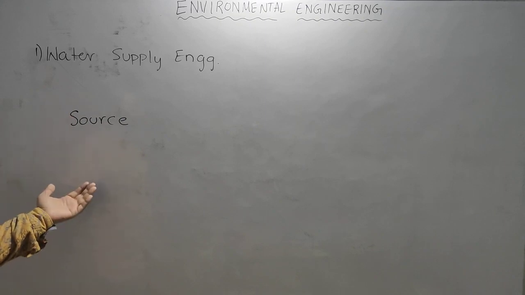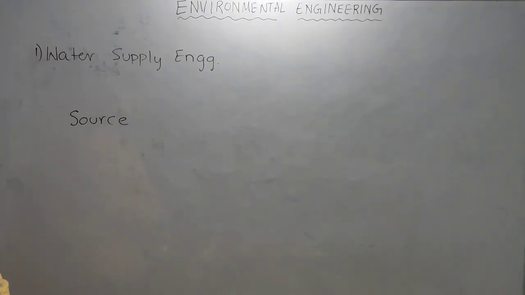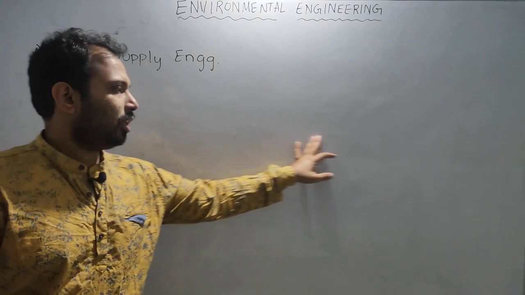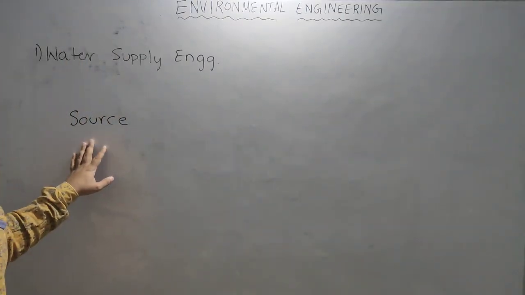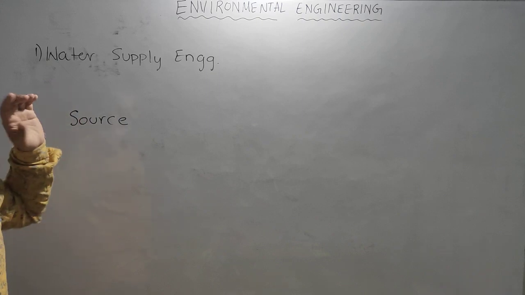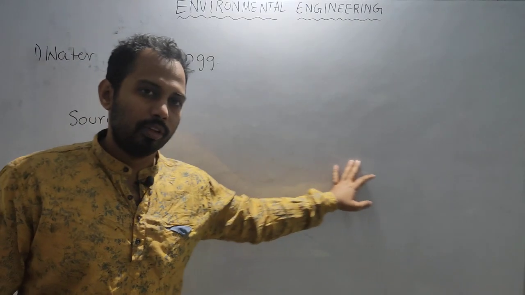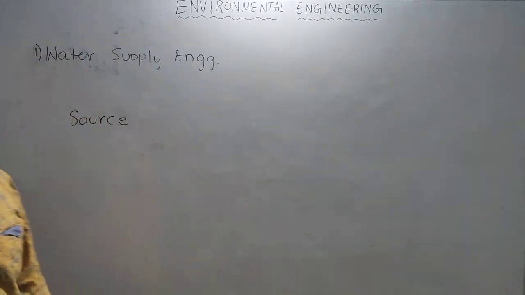Once the source is finalized, then the rest of the thing can be done very easily. It is just financial. Here these are all man-made, but this is God-given, natural. So this thing needs to be finalized very carefully. Otherwise, what happens? The rest of the system, which is man-made, will be of no use.